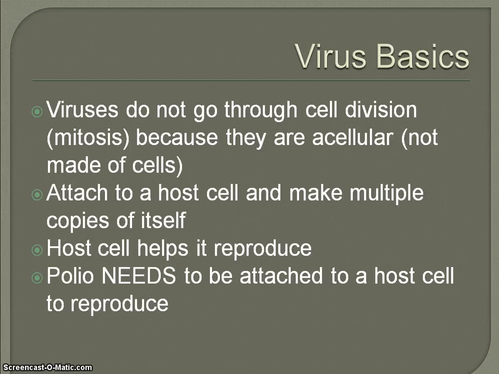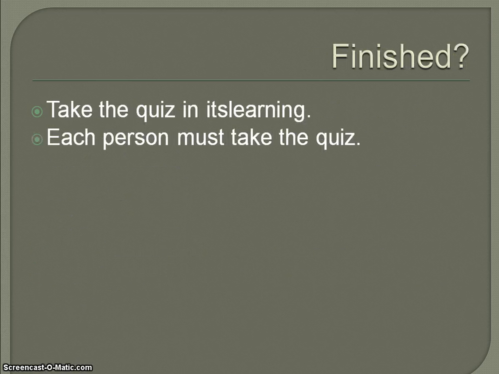Viruses do not need to go through cell division, which you might know as mitosis, because they are acellular. They're not made of cells. Instead, they must attach to a host cell, and then they can make copies of themselves. The host cell is needed for the virus to reproduce. So, polio, or any virus, needs to be attached to a host cell to reproduce, and this is very different than the case of bacteria.